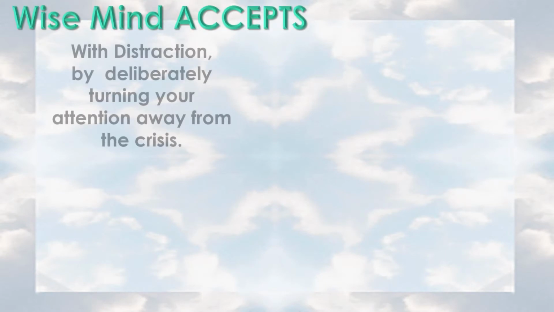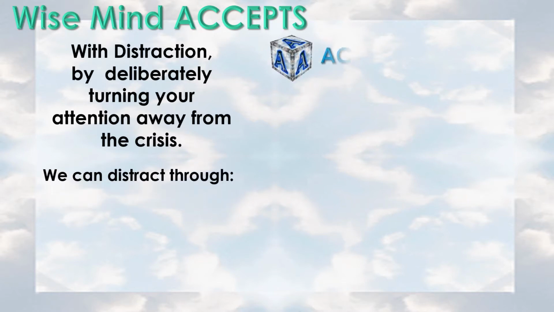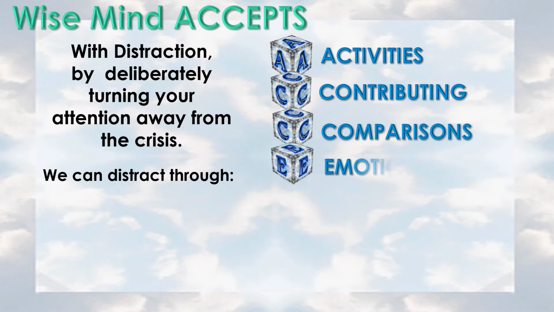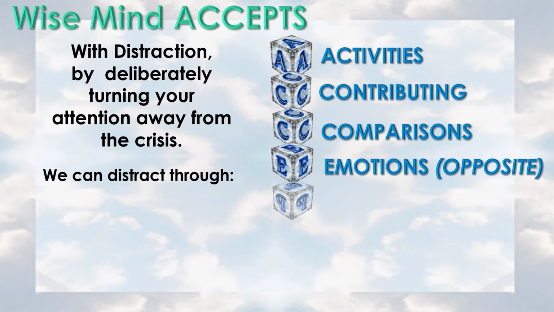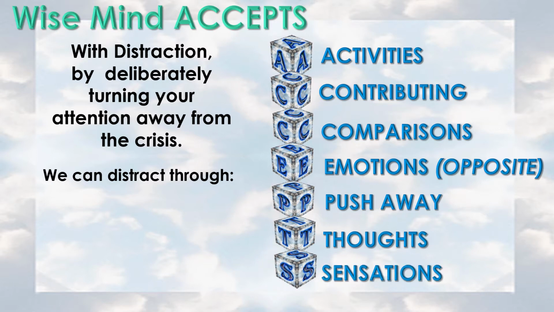With Wise Mind accepts, with distraction, by deliberately turning your attention away from the crisis, we can distract through A for activities, C for contributing, C for comparisons, E for emotions, that's opposite emotions, P for push away, T for thoughts, and S for sensations, all spelling the acronym accepts.